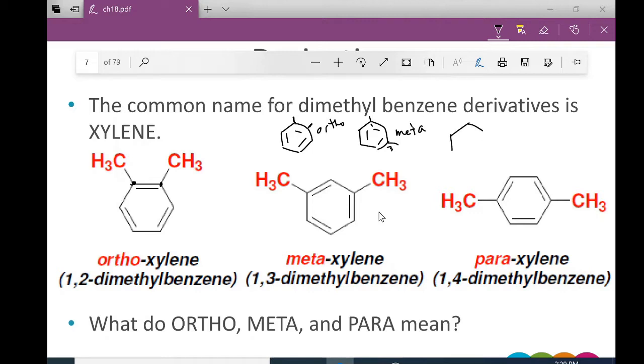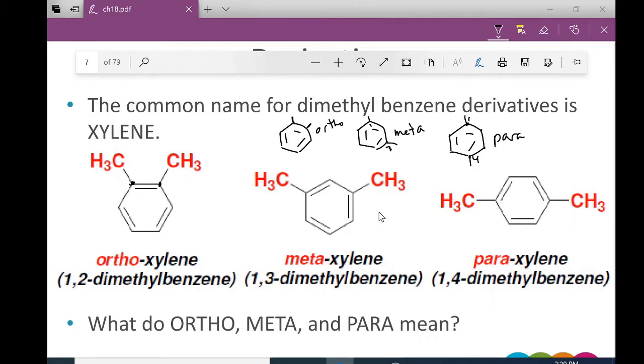And if you have a benzene ring that's substituted at the 1,4 position, then that's called para, because the substituents are at carbons 1, 2, 3, 4 of the ring. So here we have orthoxylene. This could also be called 1,2-dimethylbenzene if you want to name that as a benzene derivative. Here we have metaxylene, or 1,3-dimethylbenzene, and here we have paraxylene, or 1,4-dimethylbenzene.